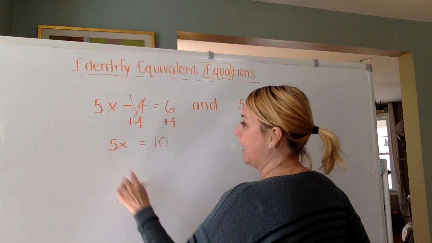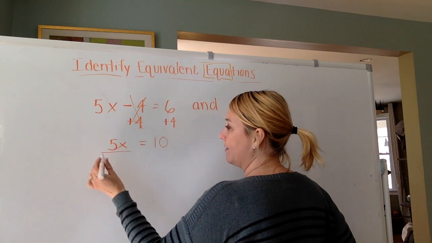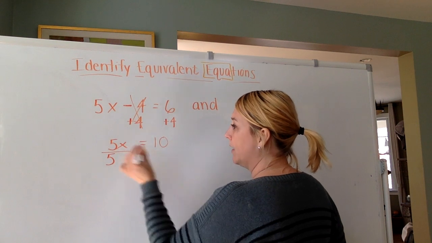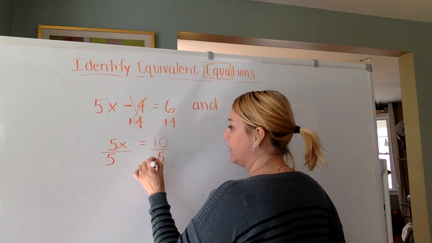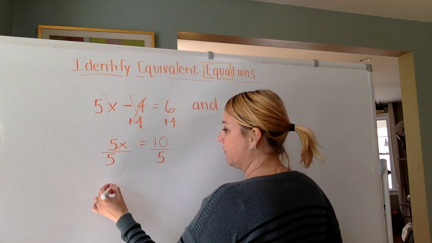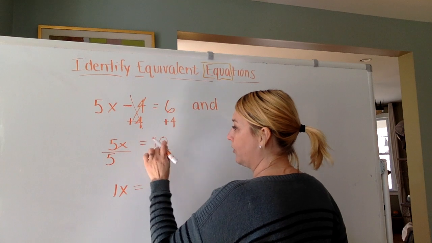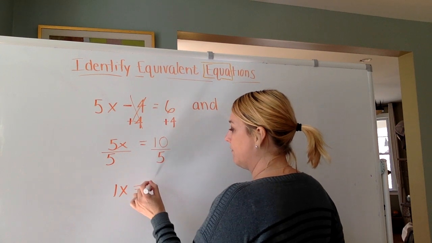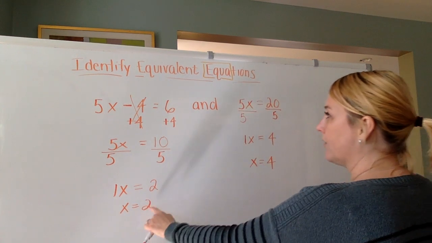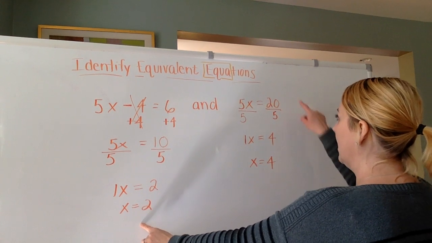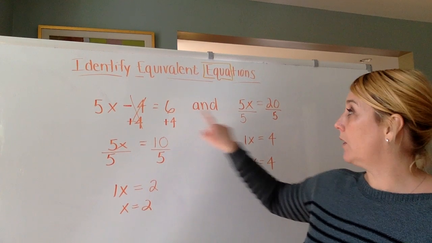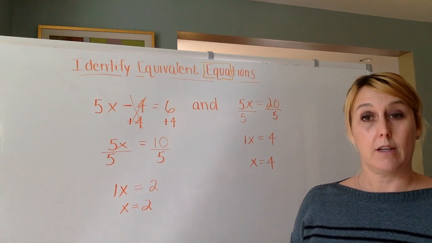So 5x equals 10. So again, coefficient of 5, I want to isolate it. It's multiplication, so I'm going to divide, because 5 divided by 5 is 1. But if I divide by 5 here, I need to divide by 5 on the right side of the equal sign. So 5 divided by 5 is 1x. 1x equal to positive 10 divided by positive 5 is 2. So drop my 1 now. x equals 2. So in this equation, x is equal to 2. In this equation, x is equal to 4. So these two equations are not equivalent.